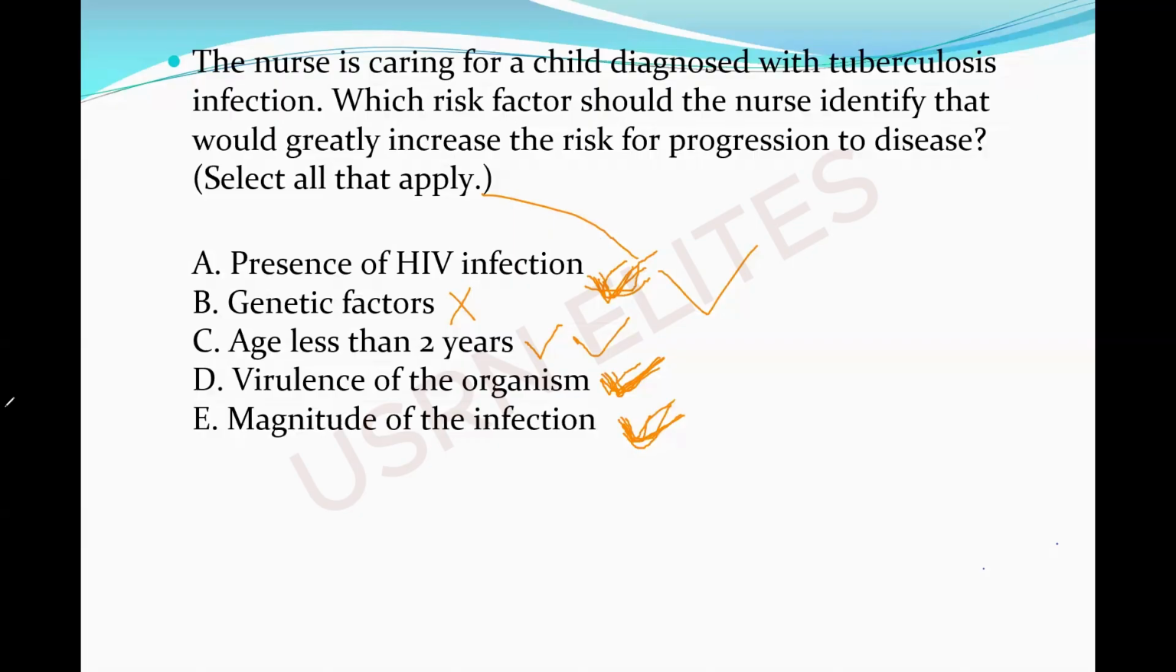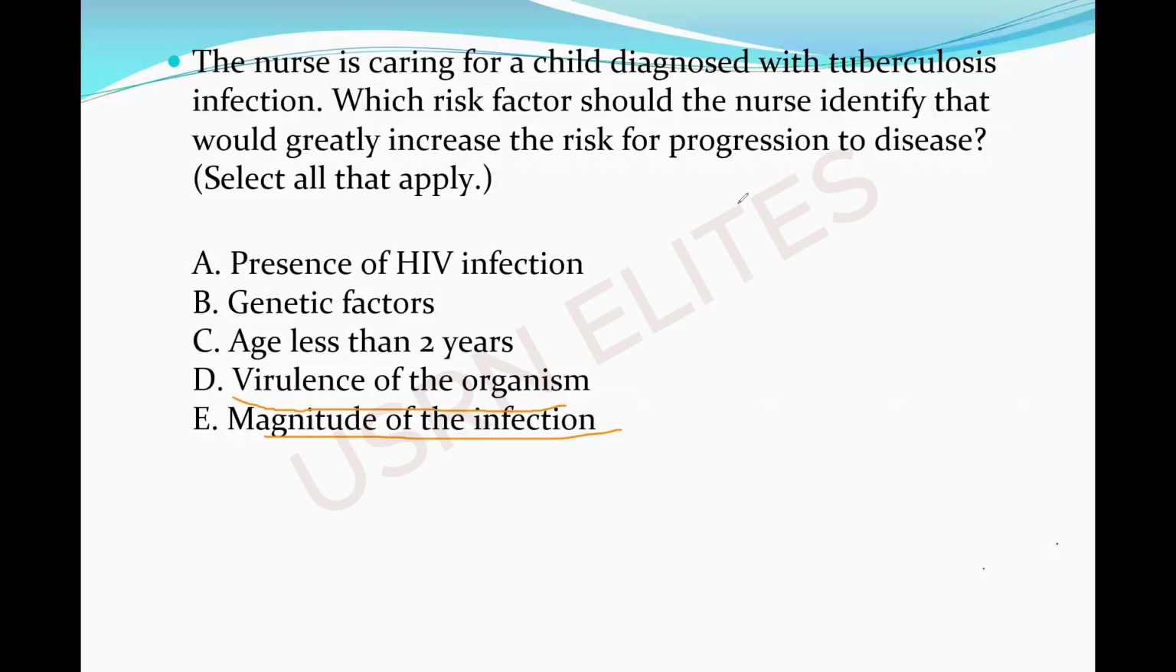It's A and C, okay? I know this is a tricky one. The virulence of an organism, we all know how virulent tuberculosis is, right? When we talk about virulence, it's like the severity of it. It's not any different. We don't have one which is more severe than the other. So you can consider that.